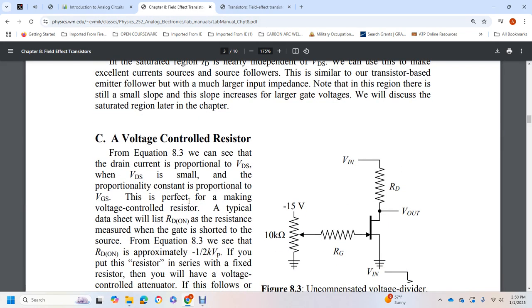For equation 8.3, we can see that the drain current is proportional to the drain-source voltage when the drain-source voltage is small, with a proportionality constant set by the gate-source voltage. This is perfect for making a voltage-controlled resistor.